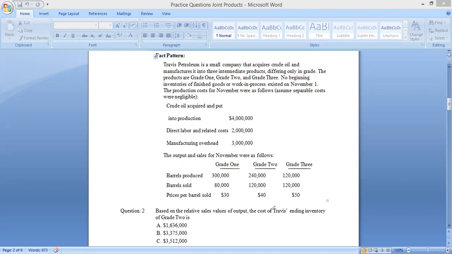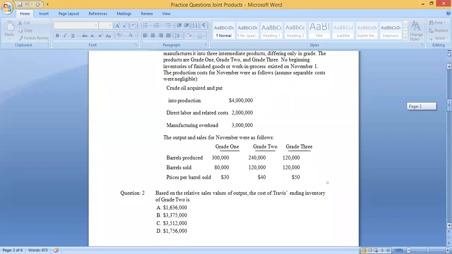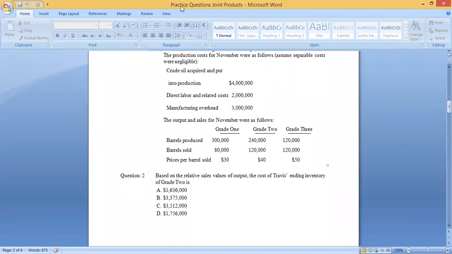It says, based on the relative sales value of output, the cost of Travis's ending inventory of grade 2 is. So what we have to do, students, is first calculate the cost of grade 2 product, and on the basis of that cost we will be able to calculate the value of ending inventory. In order to calculate the value of ending inventory, we first have to determine how much share of cost grade 2 will get as per the sales value method. Students, here we are going to apply the sales value method.